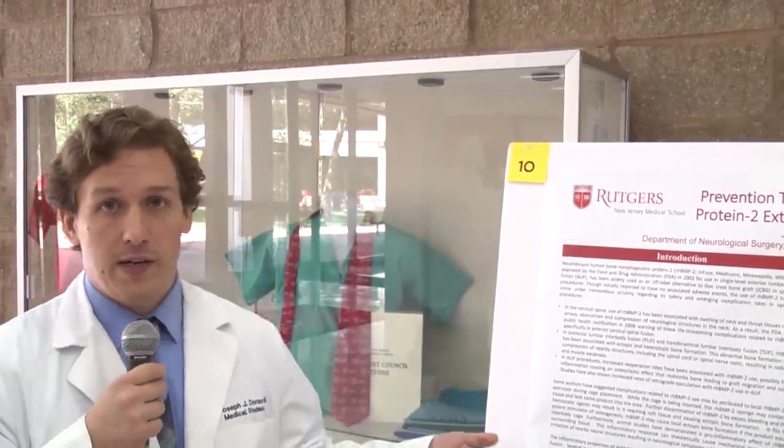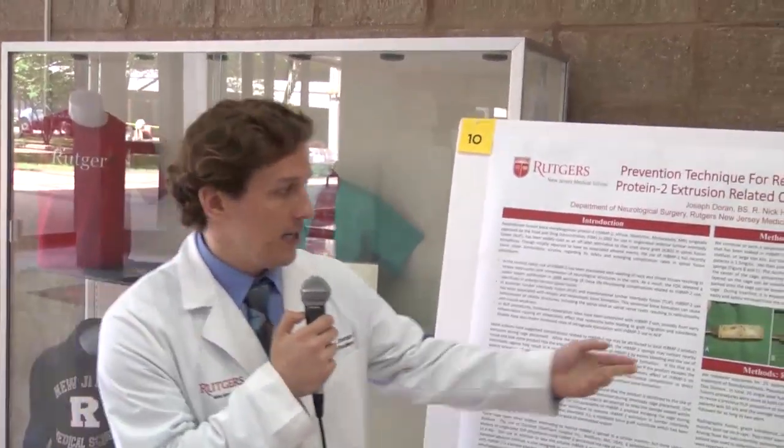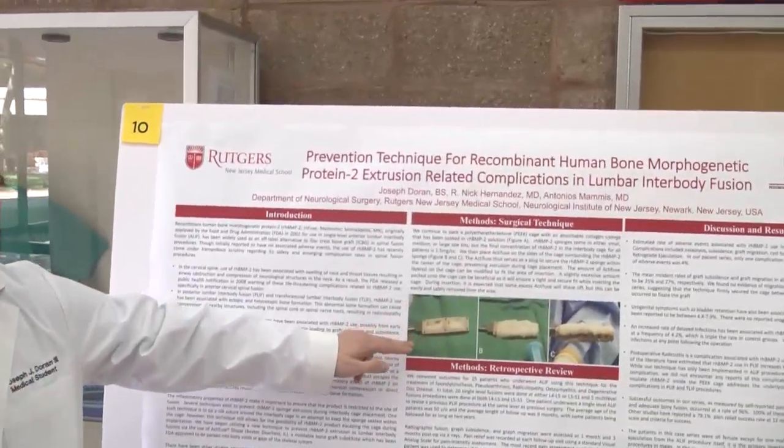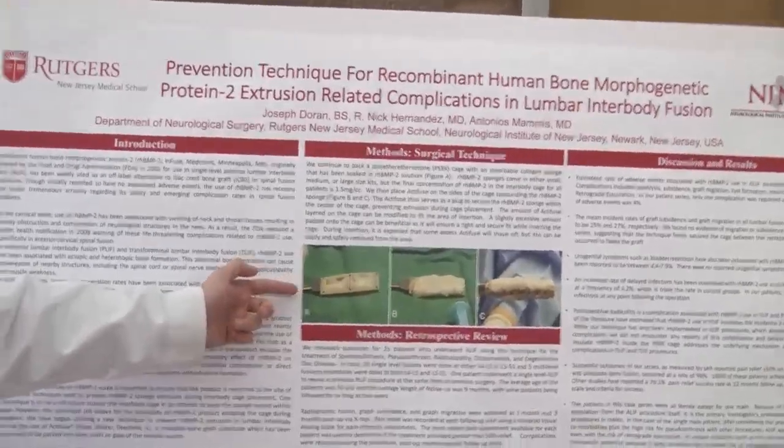So when they first approved it, it was used a lot and they thought it was safe, but they started noticing some complications with it. Since then, a lot more research has been done about it, and they think those complications arise from maybe this BMP coming outside of the cage, because it's put into a sponge that's inserted into the cage. As you can see right here, this is the cage, and inside it the sponge lies with the drug.